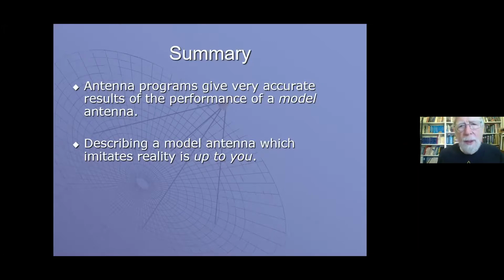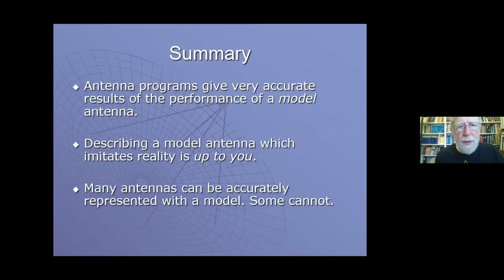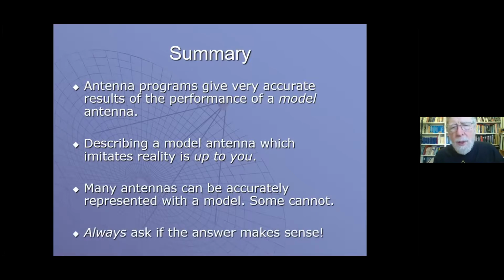And then something like a couple of years later, he emailed me. He said, oh, I found it. I had these little things in the corners of the antennas, the little spreader thingies or clamps or something. And I put those in the model and now it agrees. So that kind of stuff happens all the time. And there are some antennas that you can't accurately represent with a model, and I showed some of those up front, and some cannot. And always check and see if the answer makes sense. That's true for any kind of modeling.